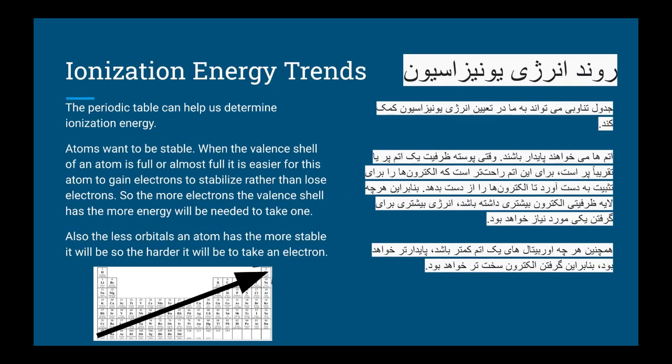The periodic table can help us determine ionization energy. But before we can see a trend in the periodic table, we have to understand why one atom may have a higher ionization energy than another.